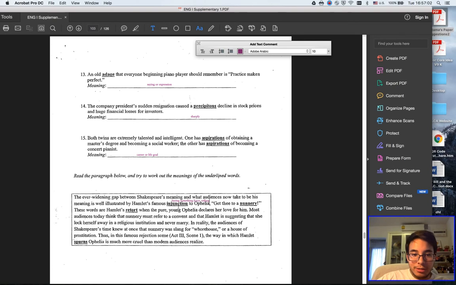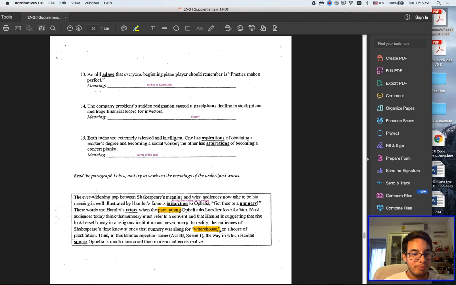So what do you think a nunnery is? Well, these words are a retort when a pure young Ophelia declares her love for him. This is an important distinction here. Most audiences today think that a nunnery referred to a convent, and that Hamlet is suggesting that she lock herself away in a religious institution and never marry. In reality, audiences of Shakespeare's time knew that a nunnery was also slang for a whorehouse or a house of prostitution.